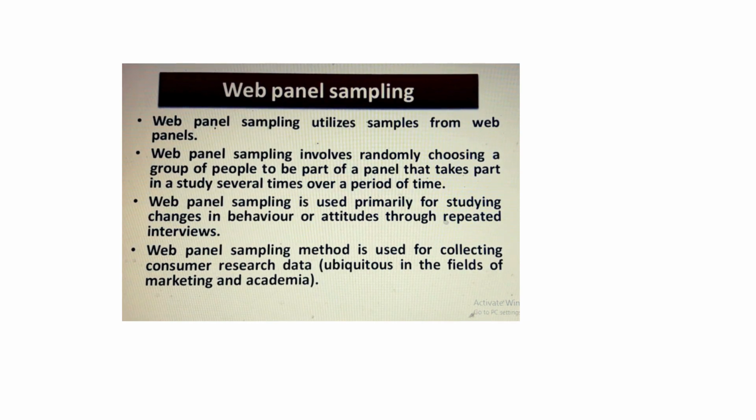Web panel sampling. Web panel sampling utilizes samples from web panels. Web panel sampling involves randomly choosing a group of people to be part of a panel that takes part in a study several times over a period of time. Web panel sampling is used primarily for studying change in behavior or attitudes through repeated interviews. Web panel sampling method is used for collecting consumer research data ubiquitous in the fields of marketing and academia.